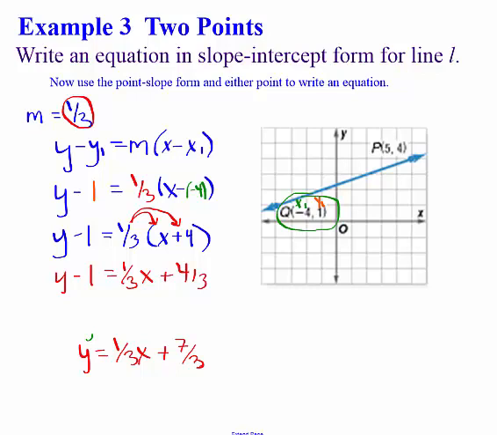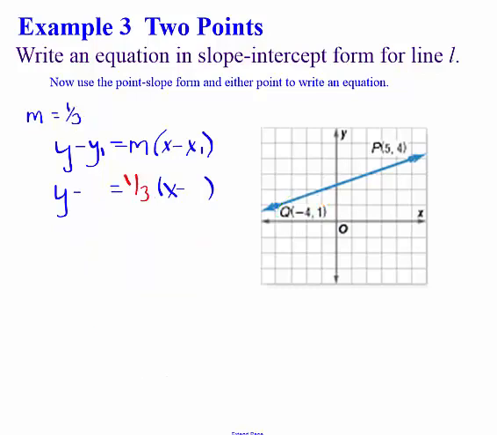So now I'm going to do the same thing, but I'm going to use point P and just see if I get the same equation. So the first thing, I'm going to plug in my slope. My slope is still 1/3. And now I'm going to use point P.